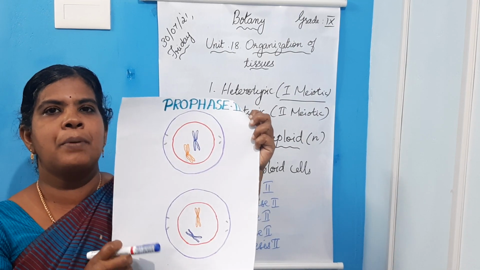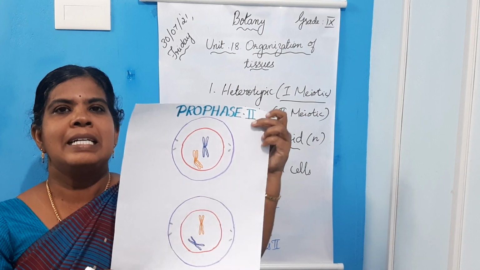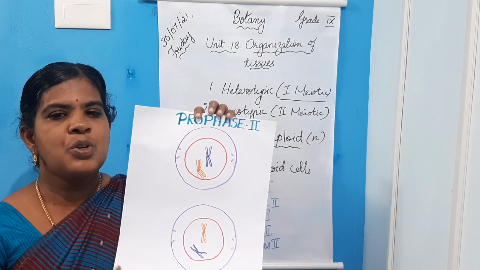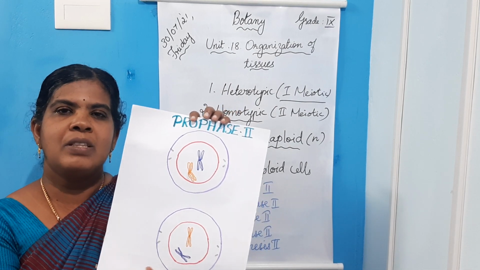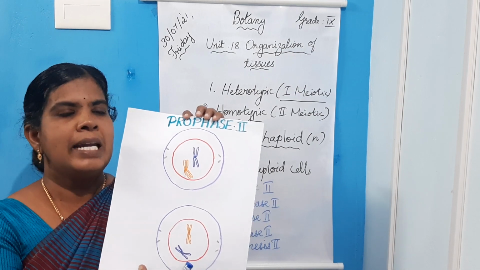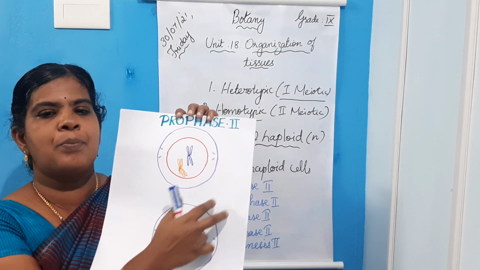So nuclear membrane and nucleolus disappear. During prophase 2, the centriole, that is the cell organelle, divides into two. Each moves towards the opposite poles.